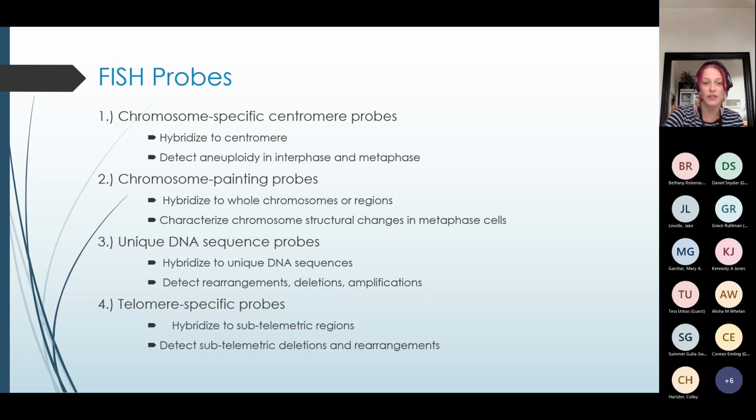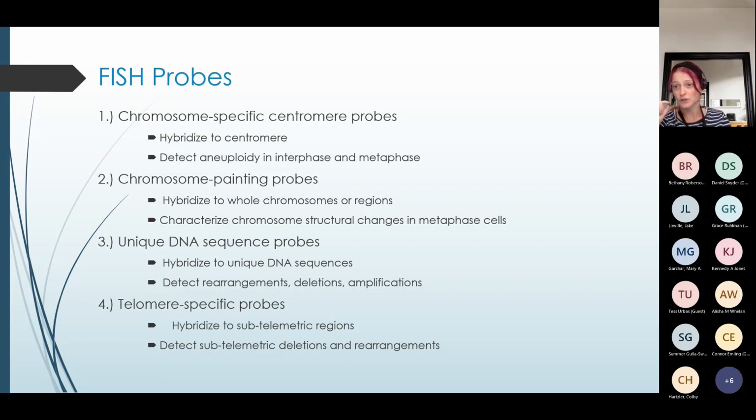If you are only looking for sex chromosomes, let's say you're looking for the centromere on the X chromosome and you're female, you would expect 2 X centromeres to show up. If you're male, you would expect only 1 to show up. If you had trisomy 21 and you were targeting only the 21st chromosome centromere, you would expect 3 dots to show up. So it can detect aneuploidy in interphase or metaphase.